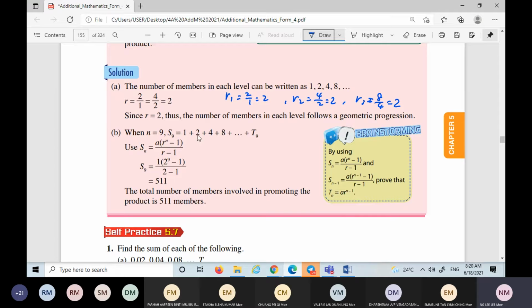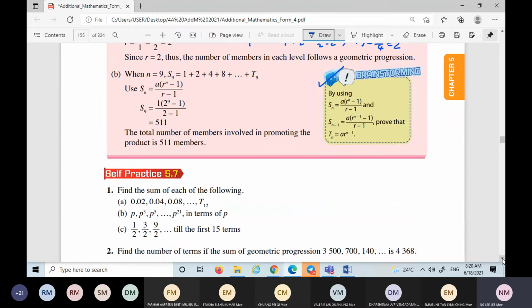Okay, we try to do this. By using Sn is this and Sn minus 1 is this, prove that Tn is equal to a r power n minus 1. How to prove this? We start from the left-hand side, Tn. We know that Tn is Sn minus Sn minus 1, because they give you the Sn and the Sn minus 1. So we try to apply this.